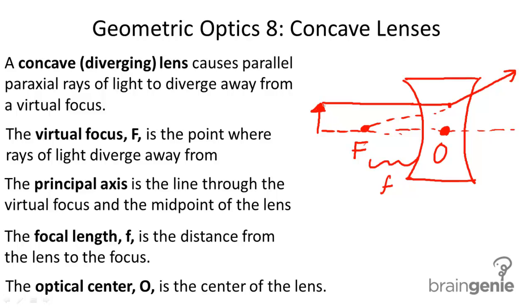And in addition, similar to convex lenses, rays of light that go through the optical center do not refract. So a ray of light that goes through the optical center will just go straight through and will not refract. Now, where these two lines converge on this side of the lens is where your image will be. So this would be your image.